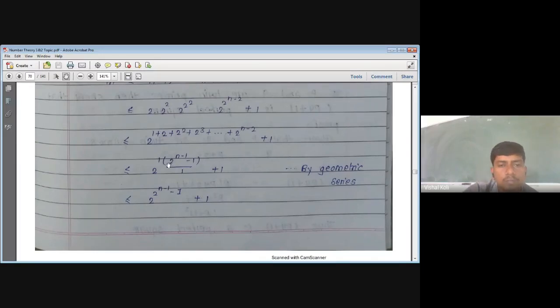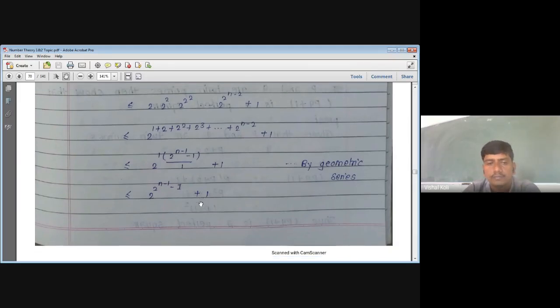Therefore, 2 to the power n minus 1 divided by r minus 1. R is 2, and 2 minus 1 is 1. Therefore, this is nothing but 2 to the power n minus 1, minus 1, divided by 1, which is 2 to the power n minus 1 minus 1. Therefore, in the next step we get 2 to the power n minus 1 minus 1 plus 1. Therefore, Pn is less than or equal to 2 to the power n minus 1 minus 1 plus 1.